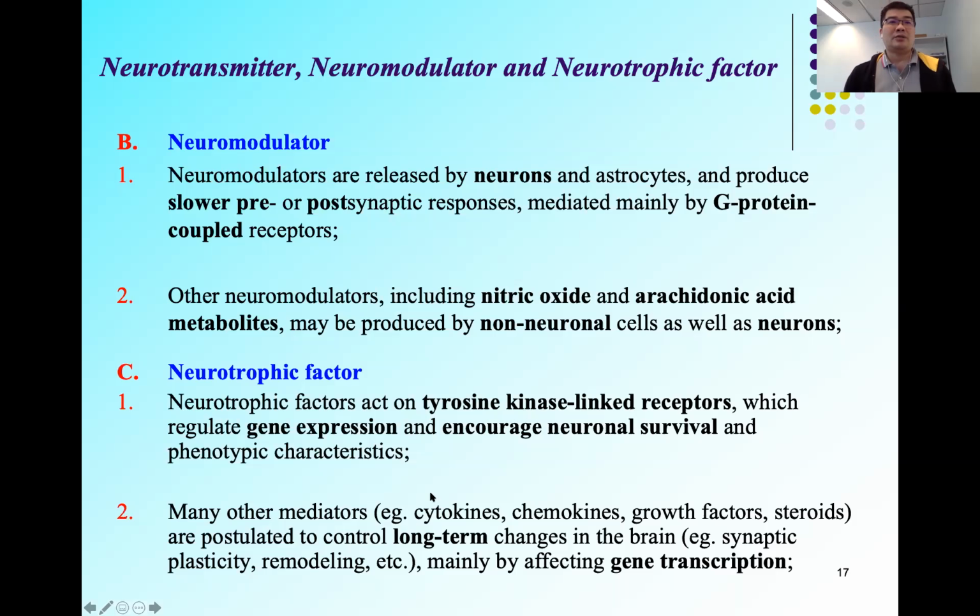Now, apart from those, there are other mediators as well. For example, cytokines, chemokines, and growth factors. They all have long-term effects on changes in the brain, steroids as well. For example, synaptic plasticity and also remodeling, those are required. A lot of the time they will affect gene transcription. So whenever there are gene transcription changes, there will be long-term effects. Okay. Is it okay so far? So it's more like a definition of it.